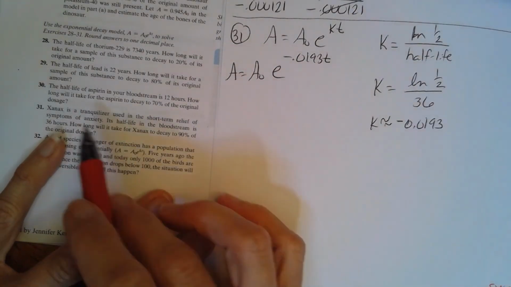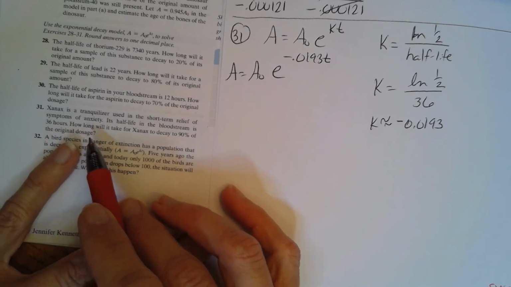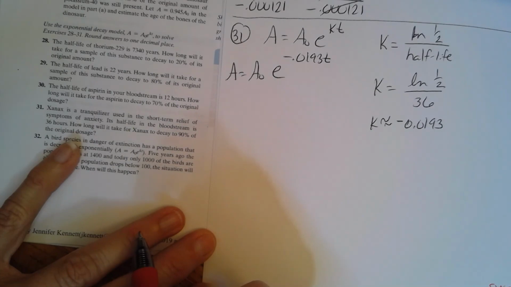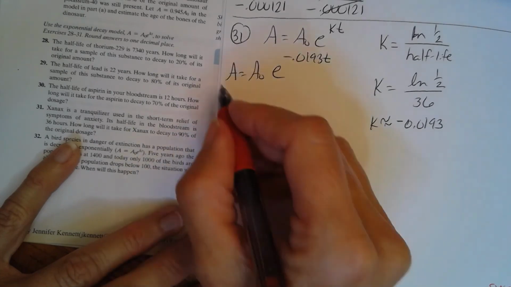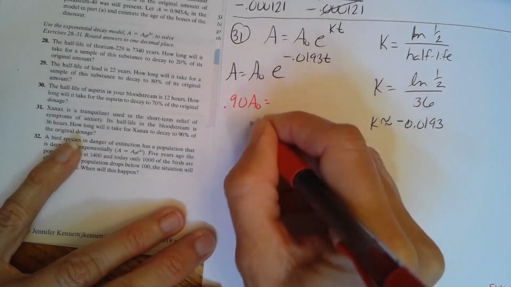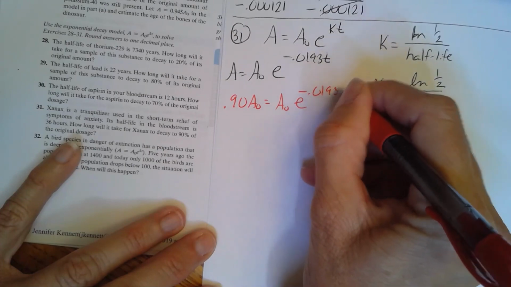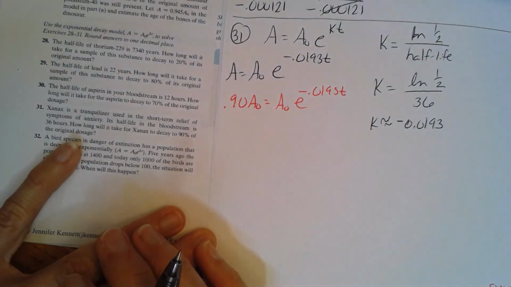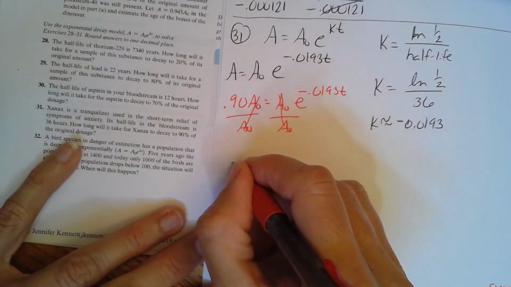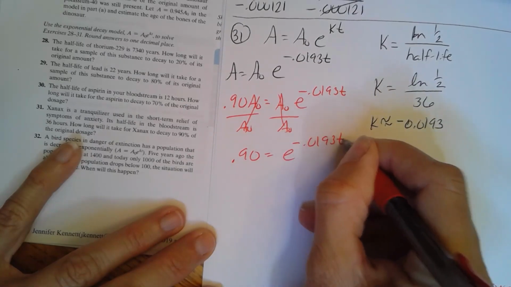What's it asking? It says, all right, so if its half-life in the bloodstream is 36 hours, got that. How long will it take for Xanax to decay to 90% of the original dosage? So again, 90% has to be left. Of what? The original. Since we don't know the original, we're going to still take 90% of A naught, equaling A naught e to the negative 0.0193 t. So just like the problem above, we're going to divide by A naught, so those cancel. So 0.90 equals e to the negative 0.0193 t.